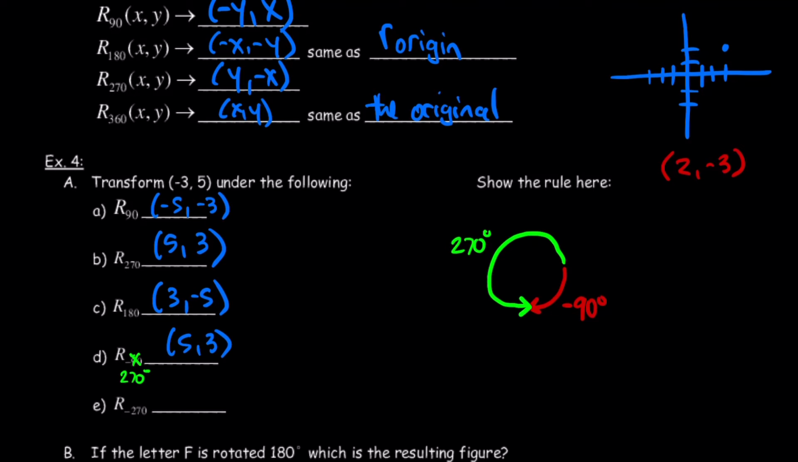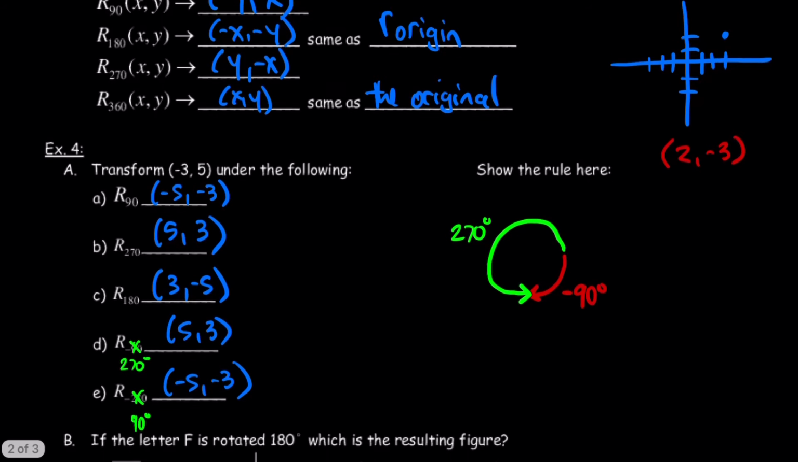Likewise, you could probably figure out -270. A -270 would be the same as a +90. So I'll just cross off this -270 and write 90 degrees there. And that's the same as rotating 90, which we already did up above. -5, -3.